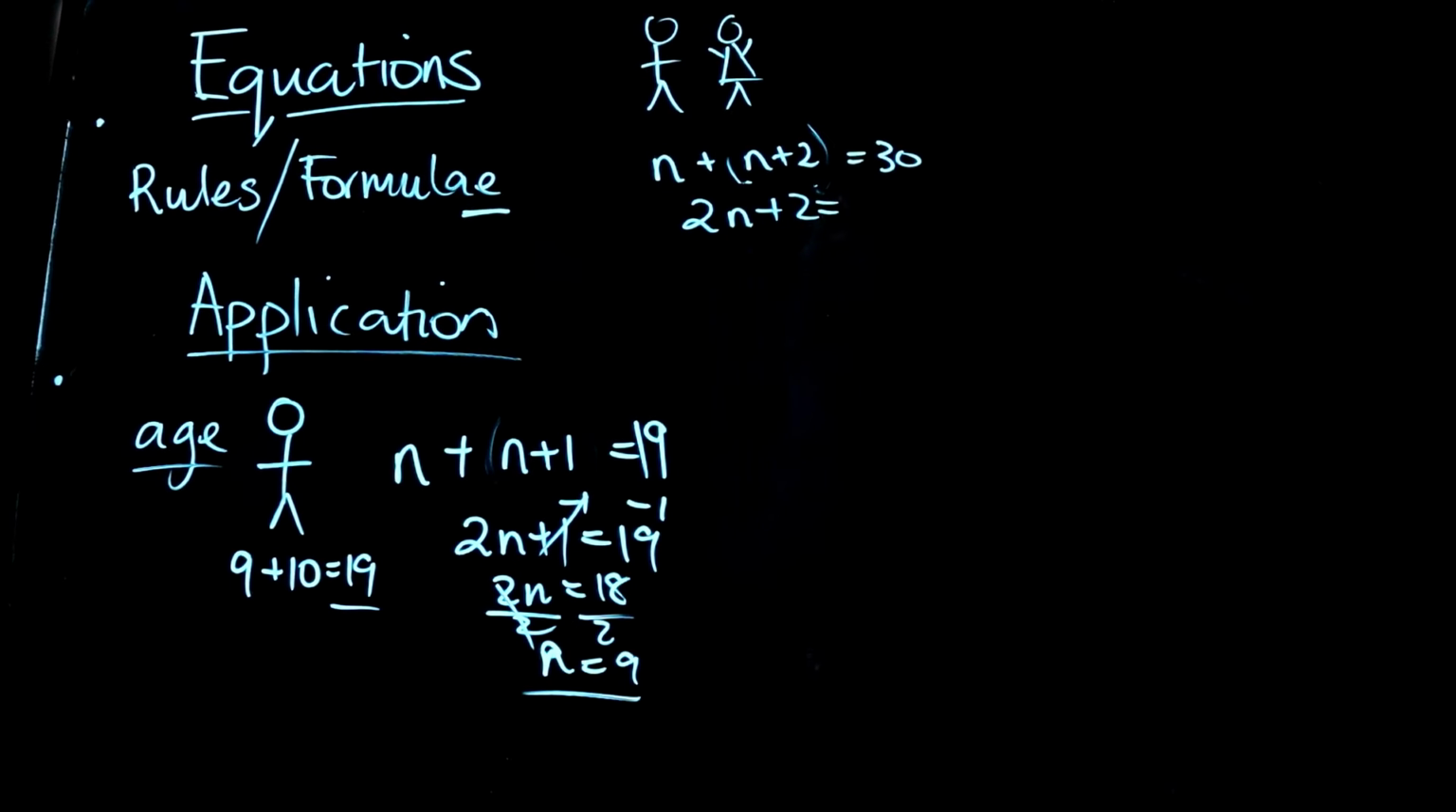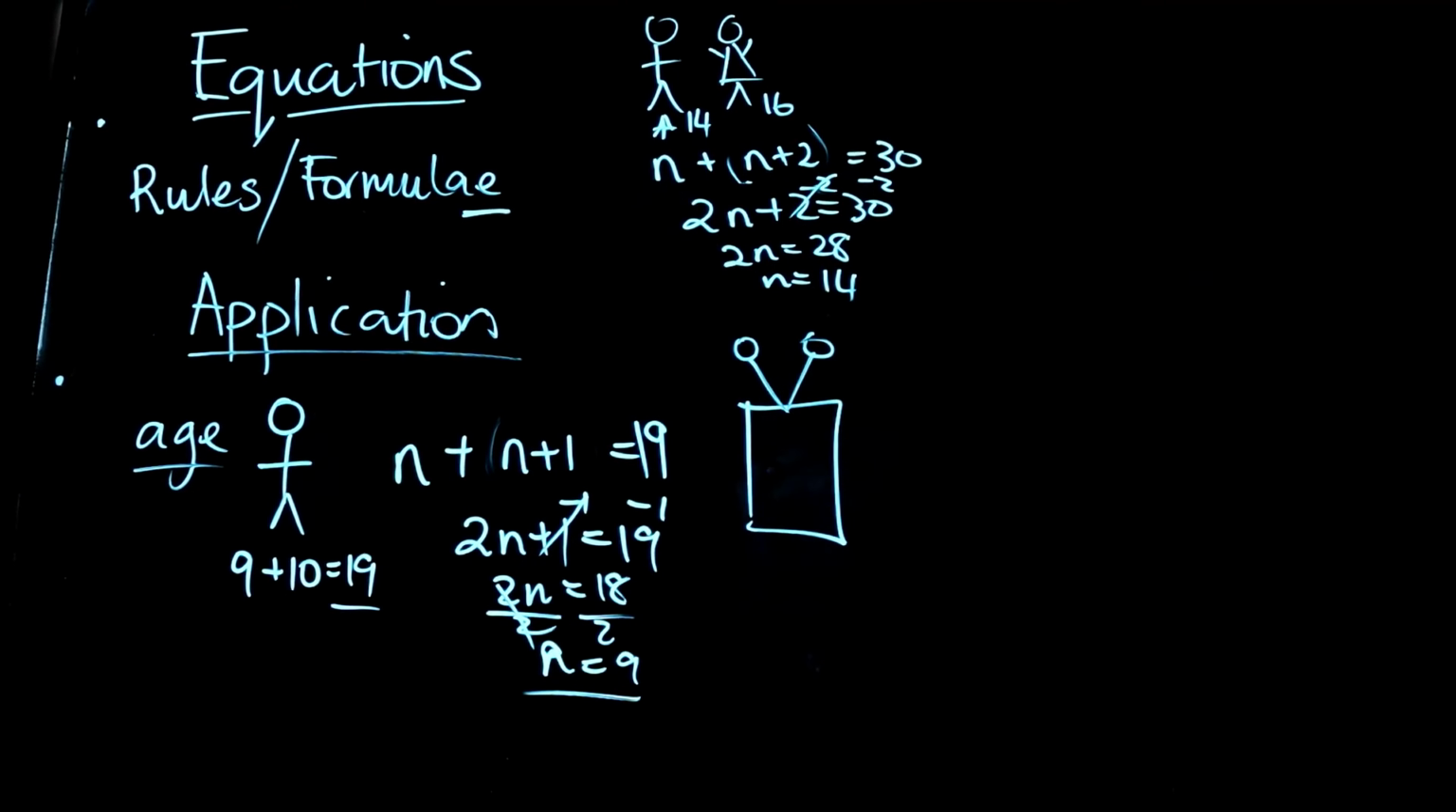And 2n plus 2 equals 30. Subtract 2, subtract 2. So what are we left with? 2n equals 28 and n equals 14. So this first person, who we called n, must be 14 years old, and their sister perhaps is 14 plus 2, so that has to be 16. And again, the numbers are small, and so you can get into a guessing game and you can work those things out.